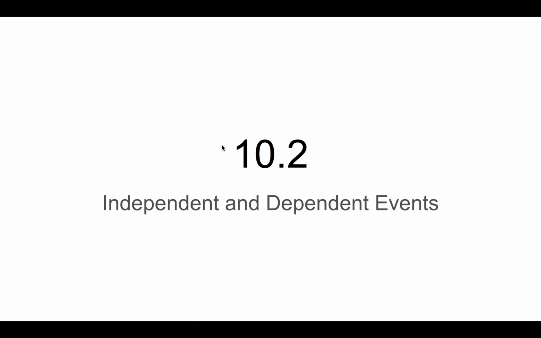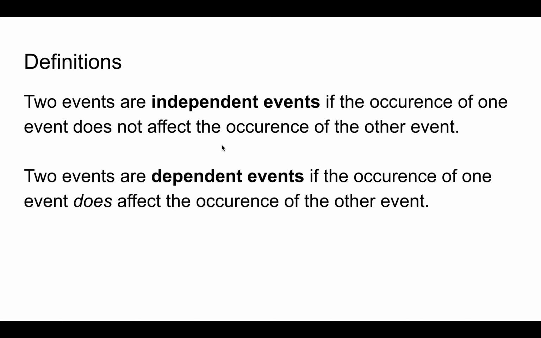About independent and dependent events. So first, the definitions of those two terms. Two events are independent events if the occurrence of one event does not affect the occurrence of the other event. And we're going to get some examples of this to make it a bit more clear. Two events are dependent events if the occurrence of one event does affect the occurrence of the other event.